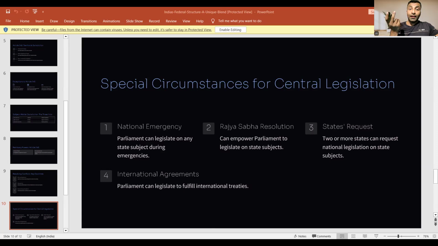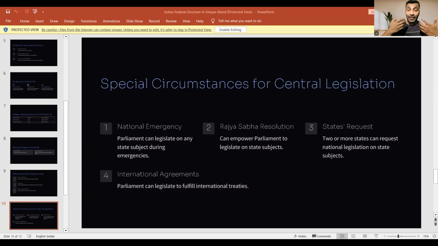Which are they? Like mainly national emergency. So during an emergency, Parliament can legislate on any state subject. Second, if Rajya Sabha passes a resolution, this question used to be asked in prelims many times before, and now also it is very important. That means if Rajya Sabha decides a state subject requires national legislation, it can pass a resolution, and that resolution will empower the Parliament to legislate on that subject. Okay, so national emergency, and then Rajya Sabha passes a resolution.